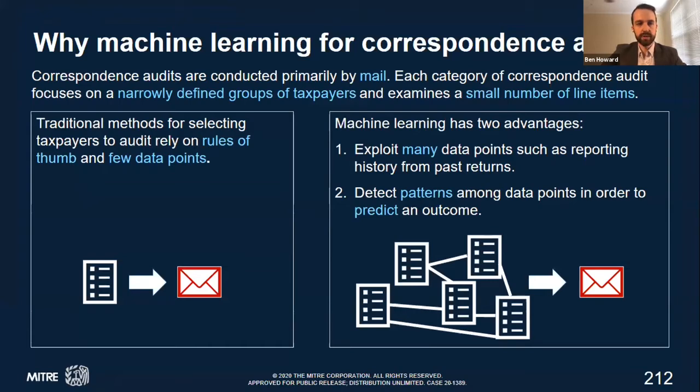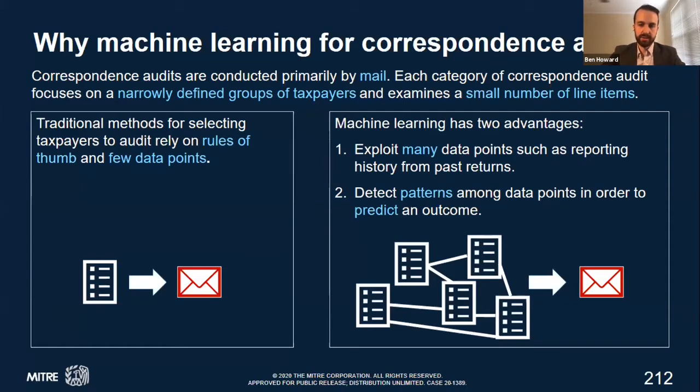Starting with motivation, why machine learning algorithms for correspondence audits. Definitions: correspondence audits are primarily conducted through mail, and each category of correspondence audit only will focus on a narrowly defined group of taxpayers and only examines a small number of line items. Traditional methods for selecting correspondence audits generally rely on subject matter expertise, so they generally rely on rules of thumb and only consider a few data points.